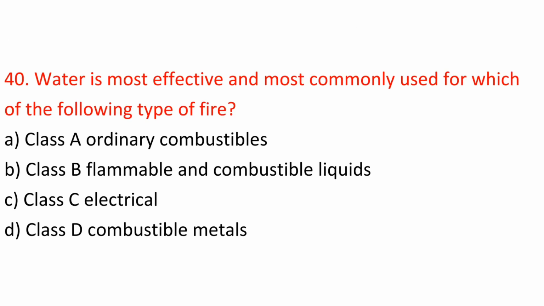Question 40. Water is most effective and most commonly used for which of the following type of fire? A. Class A ordinary combustibles. B. Class B flammable and combustible liquids. C. Class C electrical. D. Class D combustible metals. Answer. A. Class A ordinary combustibles.